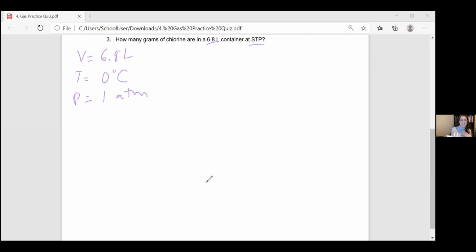I don't have a second pressure or a second volume or a second temperature, so I can't use P1, V1, T1. Instead, I'm going to start with PV equals nRT. For this formula, pressure has to be in atm, but it is. Volume has to be in liters, but it is.